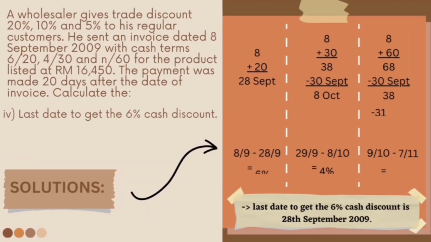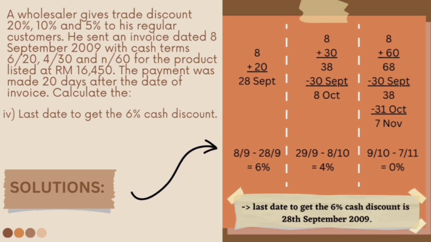This is the last question. This question requires us to determine the final date to receive the 6% cash discount. What we have to do is, firstly, 8 plus 20, and then we get 28. The 28 equals 28 September. So, from 8 September until 28 September, we get 6% cash discount. Next, 8 plus 30 equals 38. 38 minus 30 equals 8. 8 equals 8 October. So, from 29 September until 8 October, we get 4% cash discount.